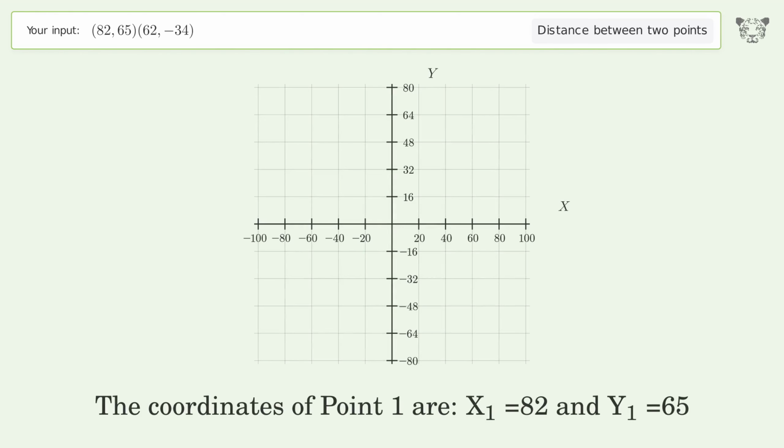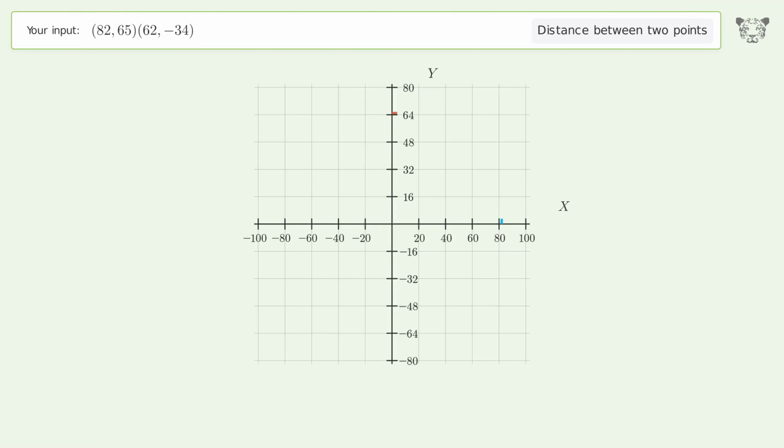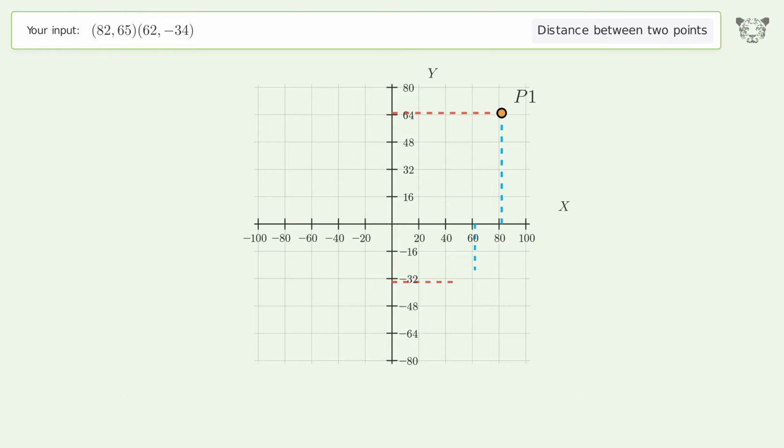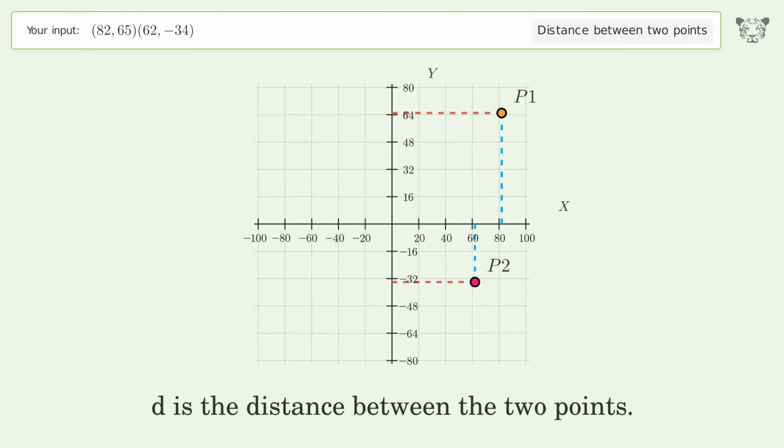The coordinates of point 1 are x1 equals 82 and y1 equals 65. The coordinates of point 2 are x2 equals 62 and y2 equals negative 34. D is the distance between the 2 points.